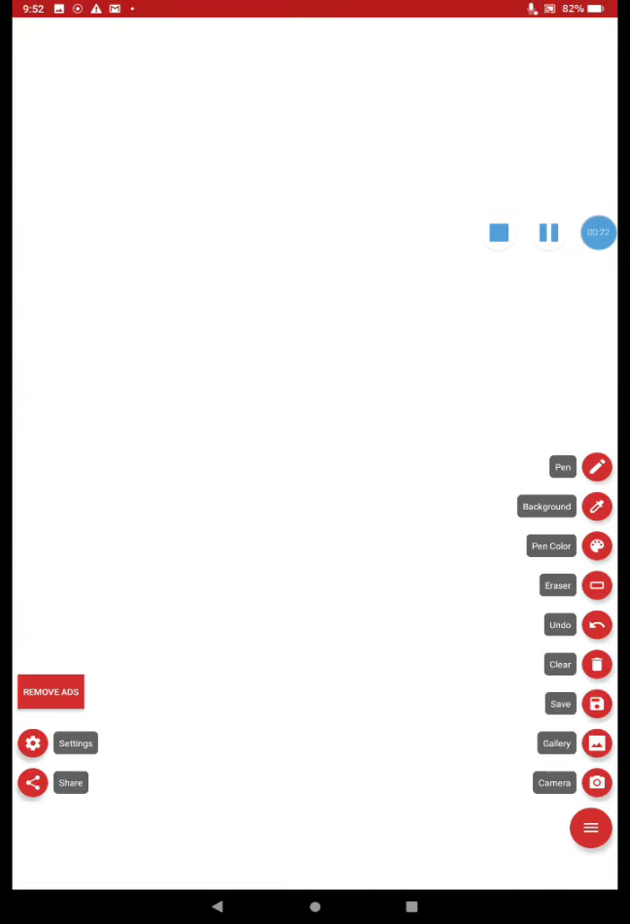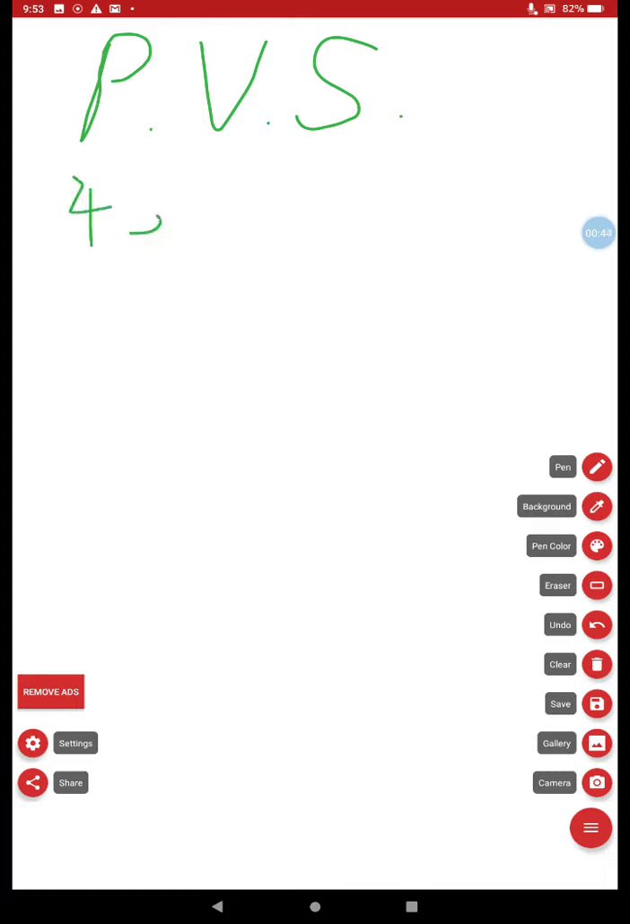Our first method is going to be called place value sections. I'm just going to write P, V, S. Now when I'm multiplying with place value sections, it starts off the way any other multiplication starts off with. Let's say 43 times 67.